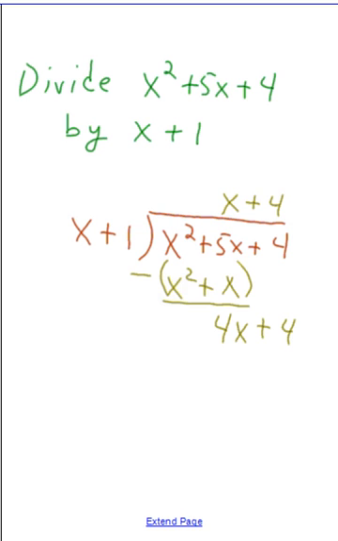And now I'll distribute the 4 to the x plus 1. So 4 times x, 4x. 4 times 1, plus 4. Whenever that happens, that means you have no remainder, because 4x minus 4x is 0, and 4 minus 4 is 0. So I can just go ahead and circle that.